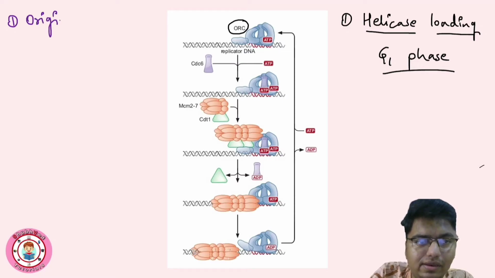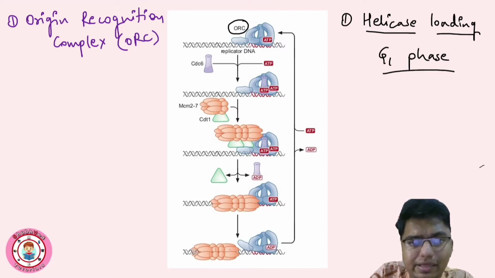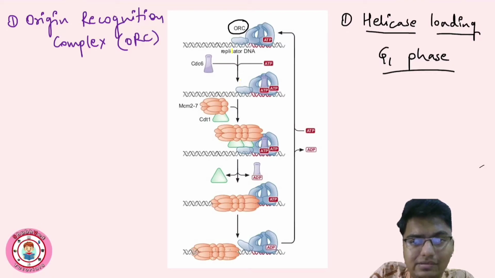Origin recognition means this will recognize the origin of replication. Complex. This is known as ORC. So this is the initiator that will bind to the replicator. The replicator is a DNA sequence known as the origin of replication. Then the next protein will come, CDC6, along with ATP. See, this ORC is also with one ATP. CDC6 is also bringing one ATP with it.